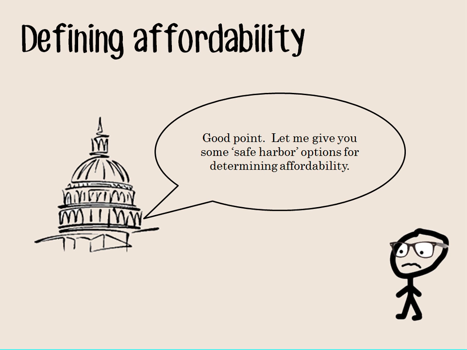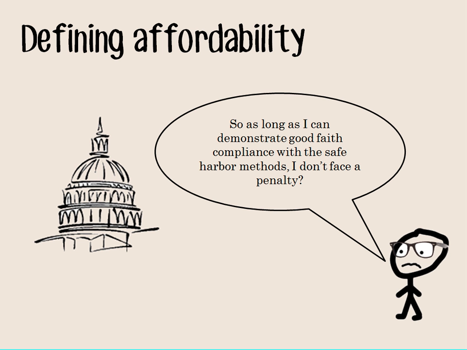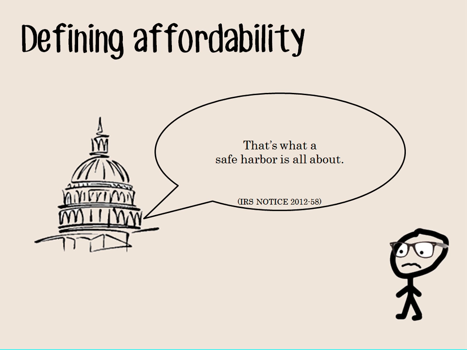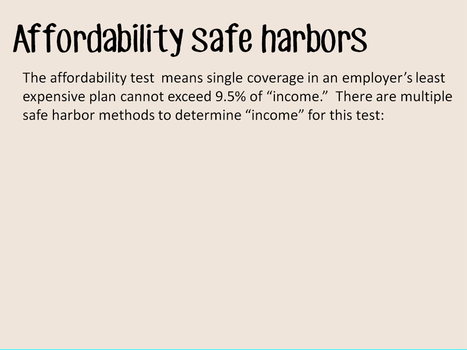So then regulators relented and said, well, that's a good point, and they released some safe harbor options. And as long as an employer demonstrates good faith in complying with the safe harbor, they would not face a penalty. And this is detailed in IRS Notice 2012-58, and of course can be updated at any time by subsequent guidance. So what are the affordability safe harbors that we have available?